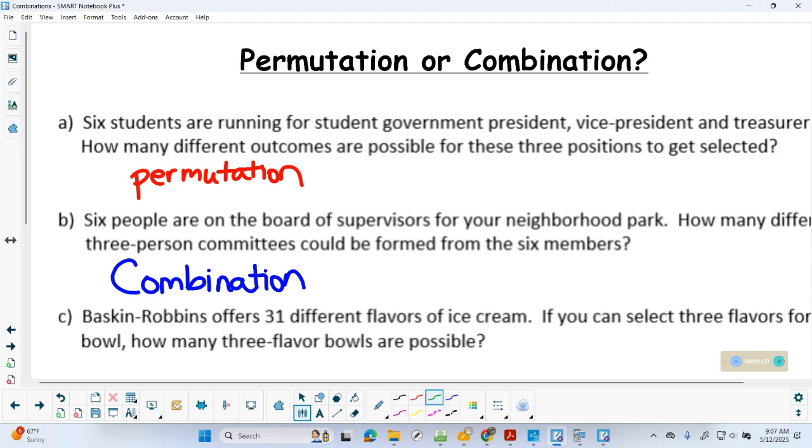All right, final one. And of course, we have to do something with ice cream, right? Baskin Robbins offers 31 different flavors of ice cream. If you can select 3 flavors for a bowl, how many 3-flavor bowls are possible? Does the order matter of the flavors you put your ice cream in your bowl? So permutation or combination? Combination.